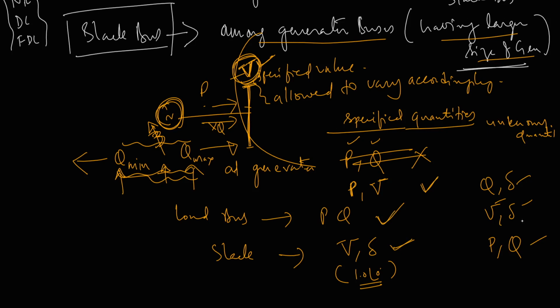Okay, now there may be a question I may ask: why is voltage specified, why not P and Q at the slack bus?